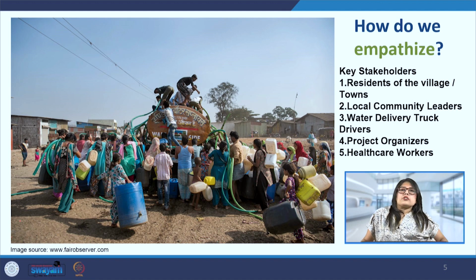Now, another section which we may overlook is the water delivery truck drivers and the delivery boys. We can see in this image how they have climbed up onto the truck and they are helping people out. They are trying their best to cater to as many people as they can. We can see they're working in difficult climatic conditions, and they may be driving on difficult terrain. So it becomes important that their well-being is also taken care of.